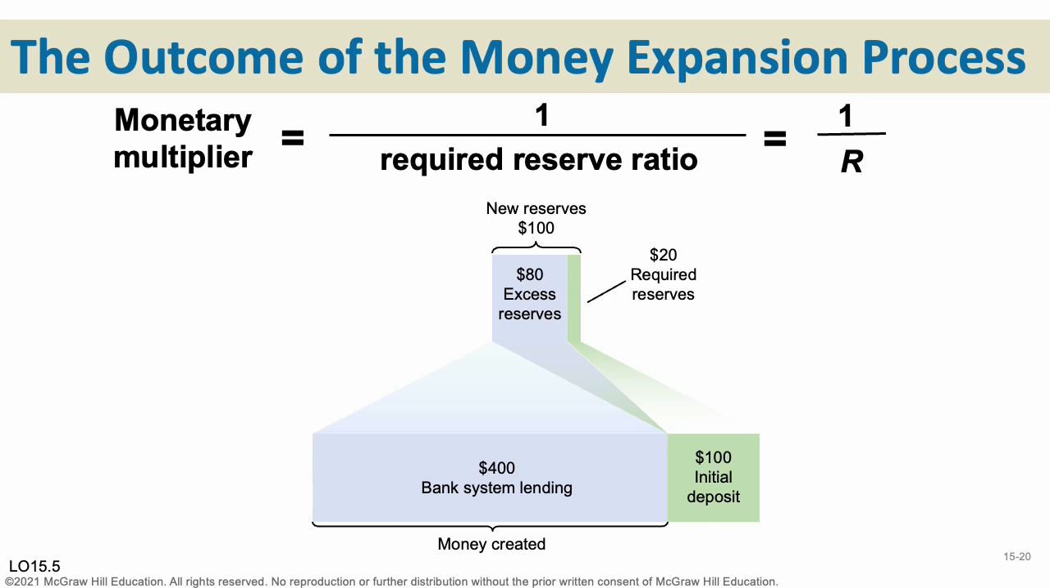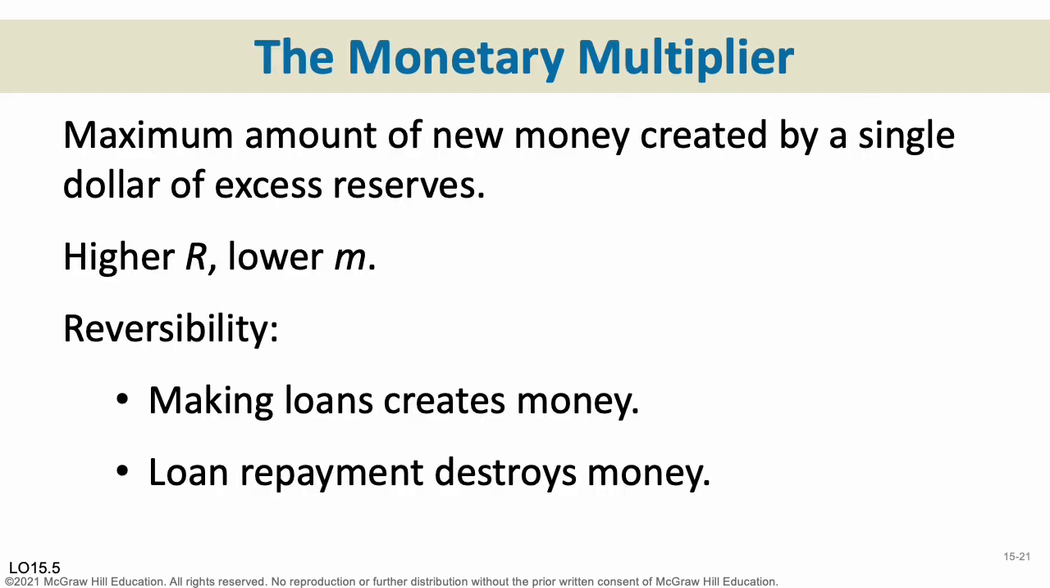So loans are not only a necessary thing, they're a very good thing for a healthy and functional economy. That's why if you have a broken or non-functional banking system, you'll wind up in a situation where your economy completely grinds to a halt, if not fully collapses. Now, your money multiplier is the maximum amount of new money created by a single dollar of excess reserves. The higher the reserve ratio, remember, the lower the multiplier. And making loans creates money, and loan repayment destroys money.